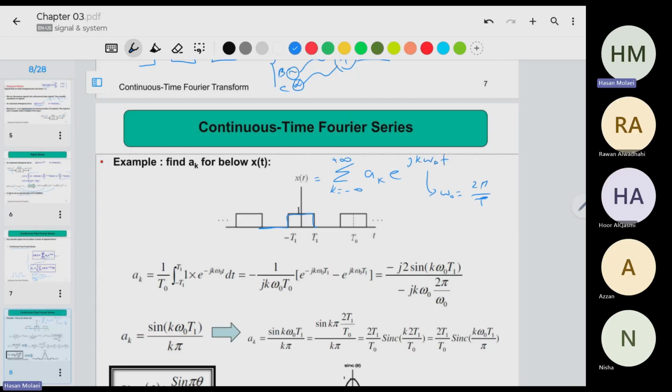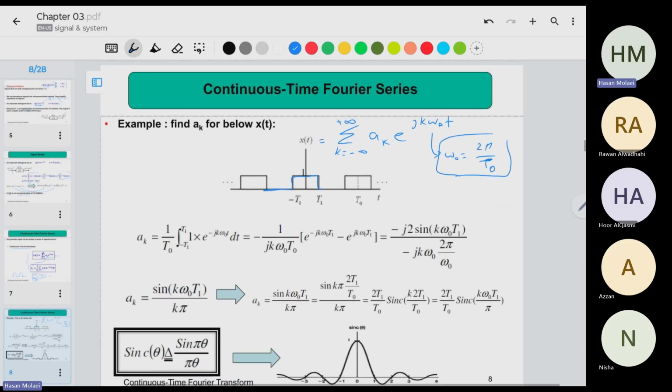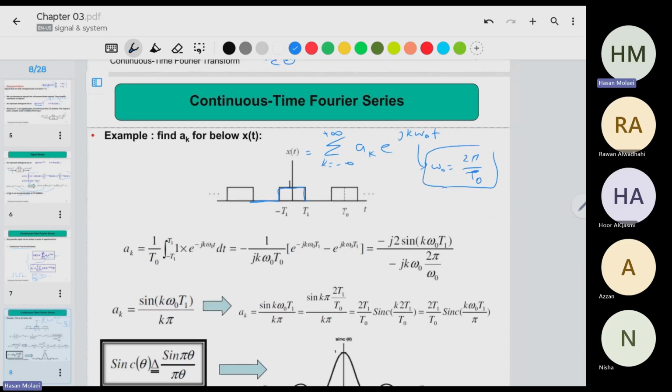What should I write for T? The capital T. What is the main period? You should be able to find it through T0. Yeah, it's periodic with T0. So I just need to find a_k.